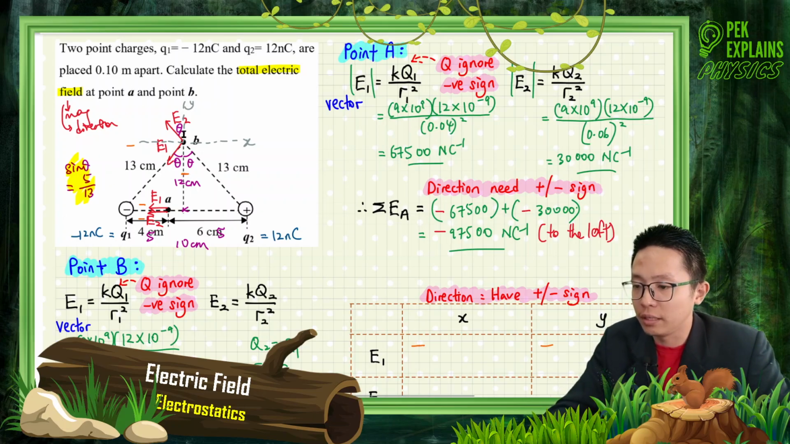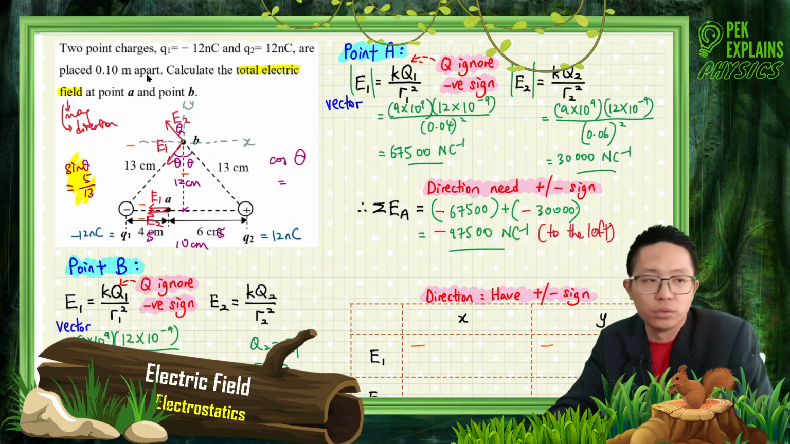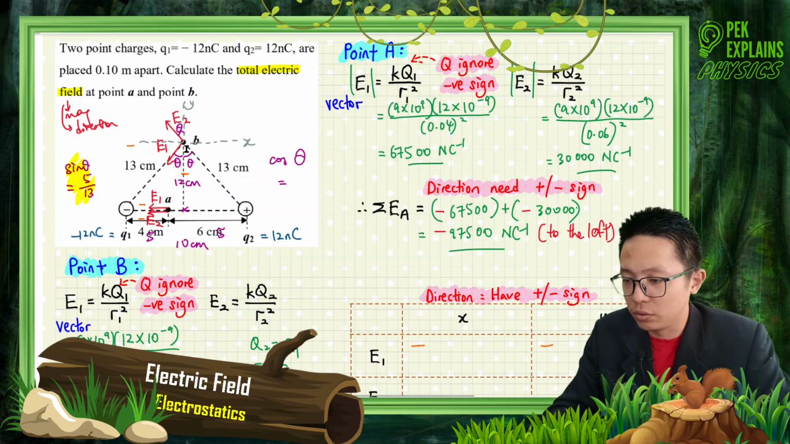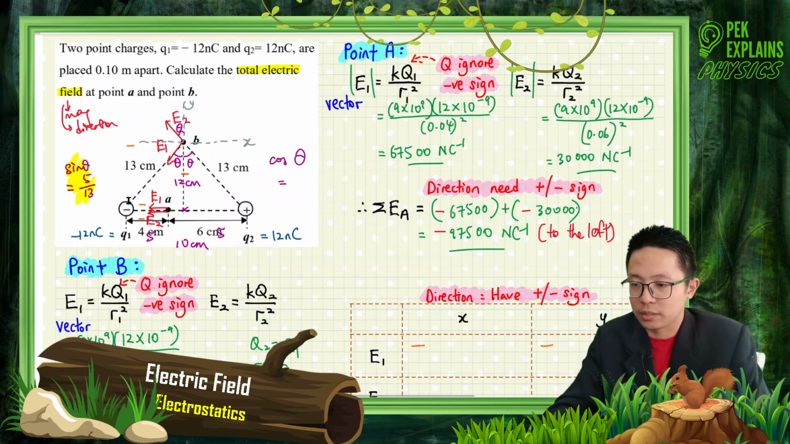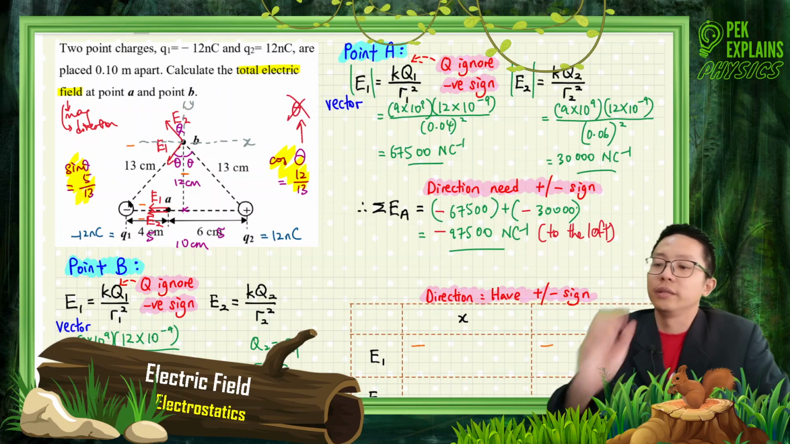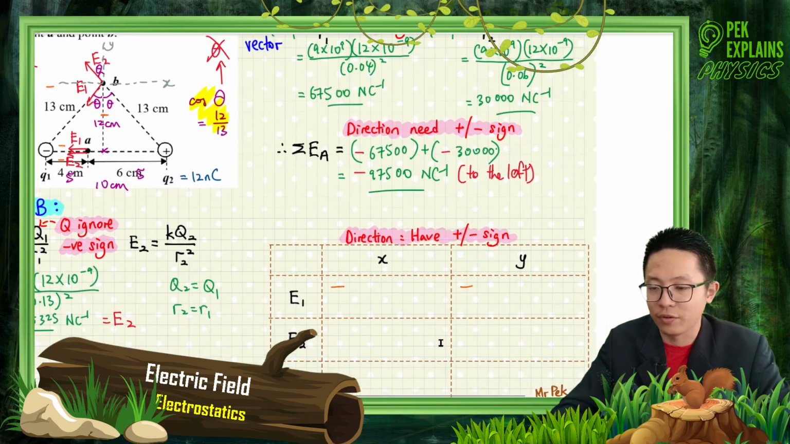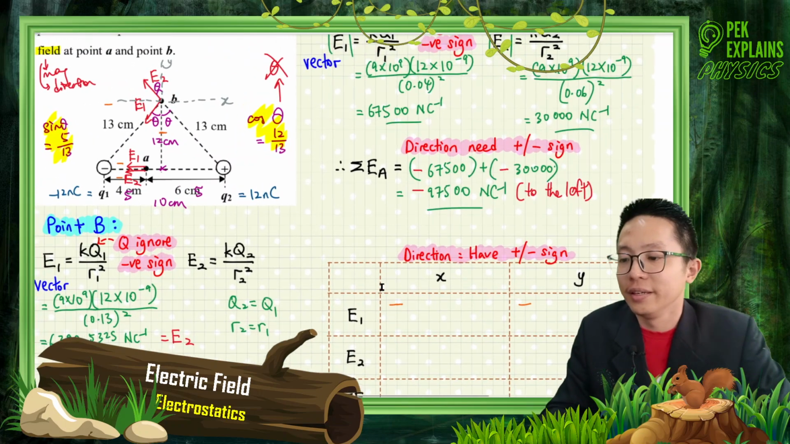Now, how about the cos theta? Cos theta is equal to adjacent over hypotenuse, which is 12 over 13. Do we really need to find the theta itself? No need. We can straight away use the sin theta and cos theta to find our components for x and y.